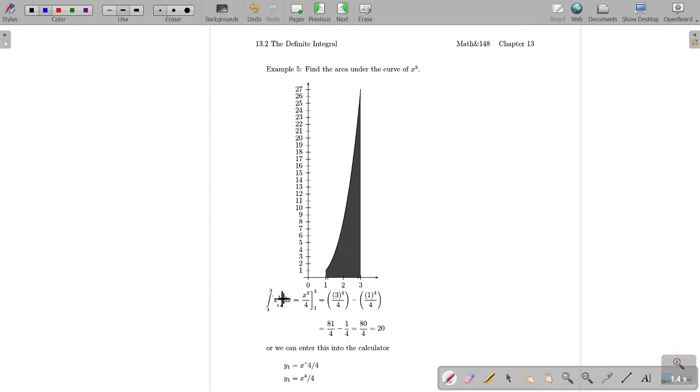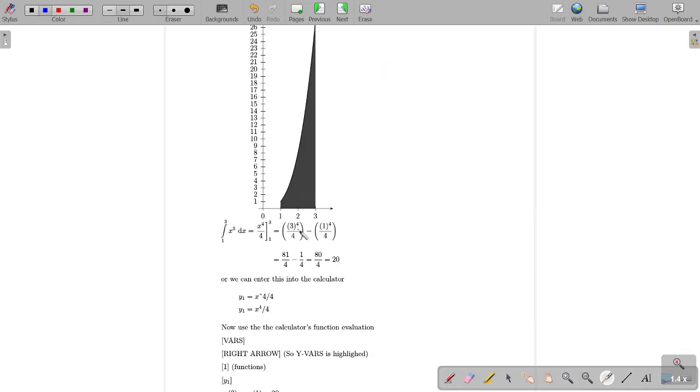So we integrate that. X to the 4th over 4 evaluated from 1 to 3. So that becomes 3 to the 4th over 4 minus 1 to the 4th over 4. 81 over 4 minus a quarter is 80 over 4, which is 20. So this right here has 20 square units. Exactly.